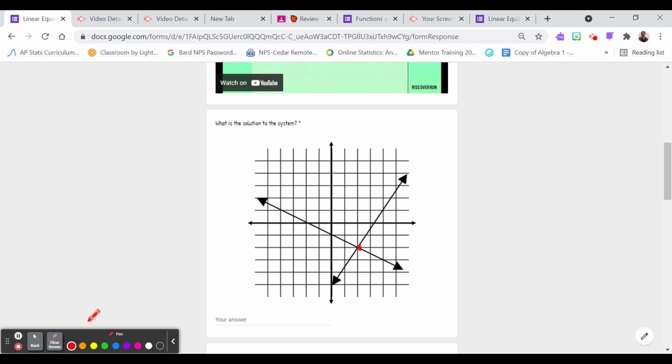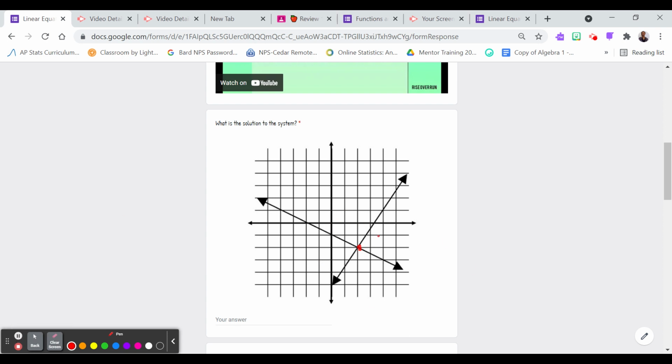Sometimes they may never intersect if they're parallel, in which case there is no solution. Sometimes they might lie on top of each other, and there are infinite solutions. But here we clearly only have one. So if we identify our coordinates, we can identify our answer. I'm going to just write the coordinates for this.